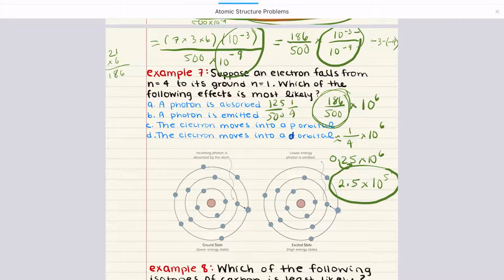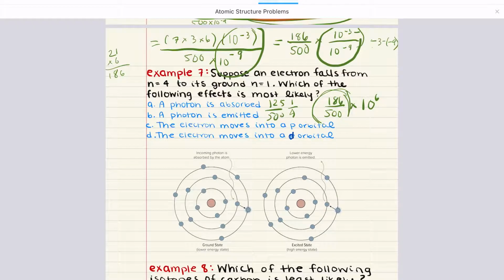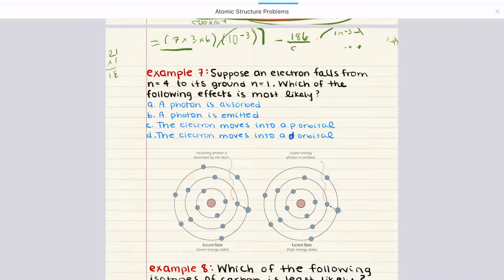Let's read problem 7 while I erase a little bit of this work that we just did so we have room. Problem 7 says, suppose an electron falls from n equals 4 to n equals 1. Which of the following effects is the most likely? A says a photon is absorbed. B says a photon is emitted. C says the electron moves into a p orbital. And D says the electron moves into a d orbital.